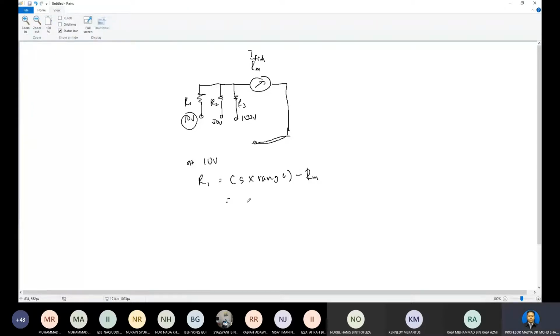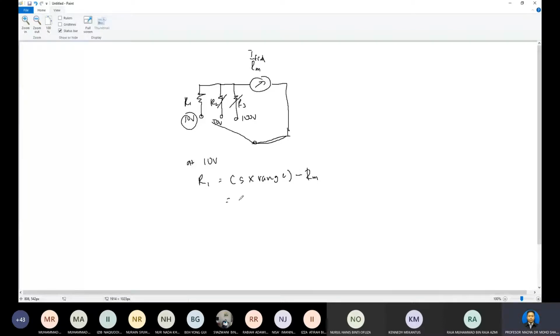If we connect to this one, this one will be ignored. That's why we can straightforwardly use the formula from before. The resistors are connected in parallel, so that means they will be ignored, it's not in series. That's why R2 and R3 will be ignored.